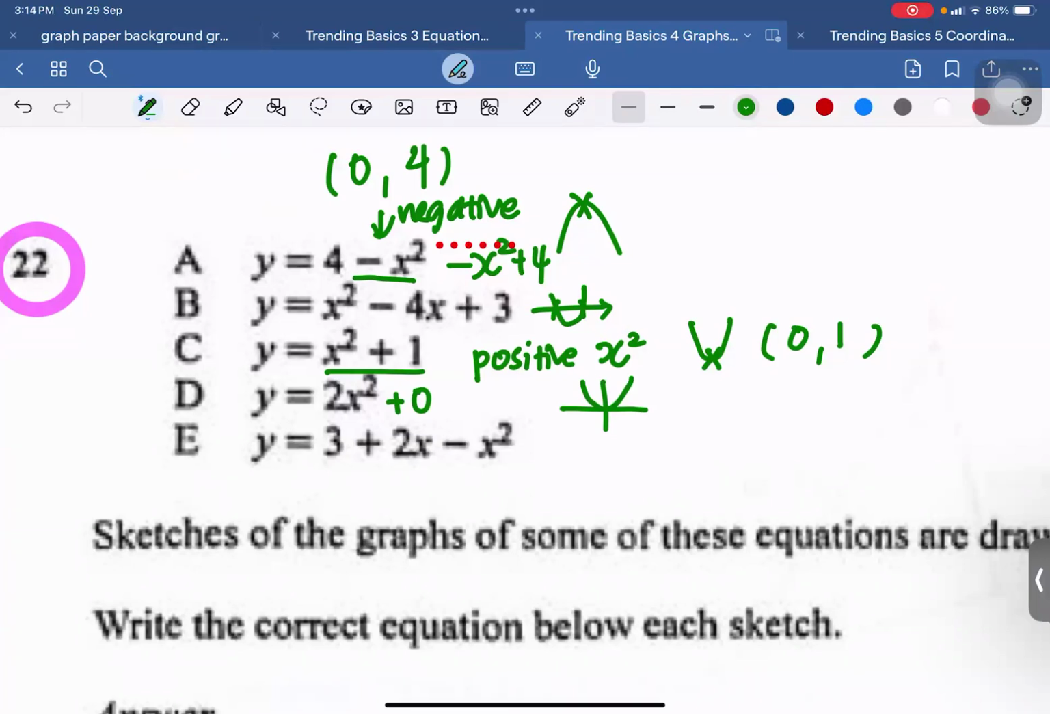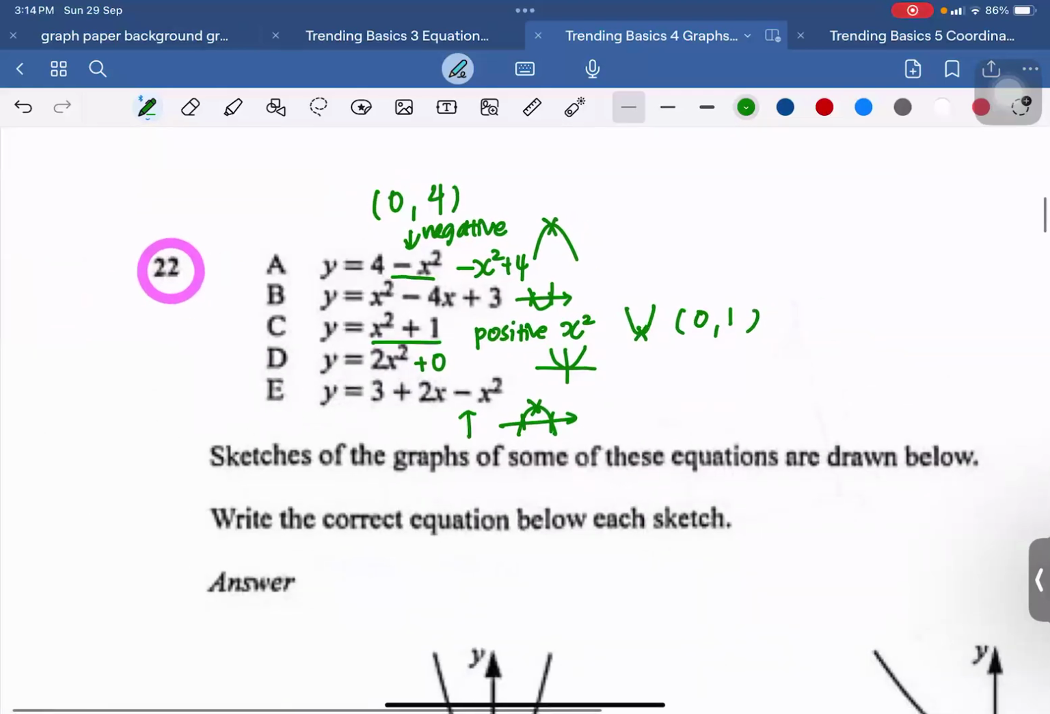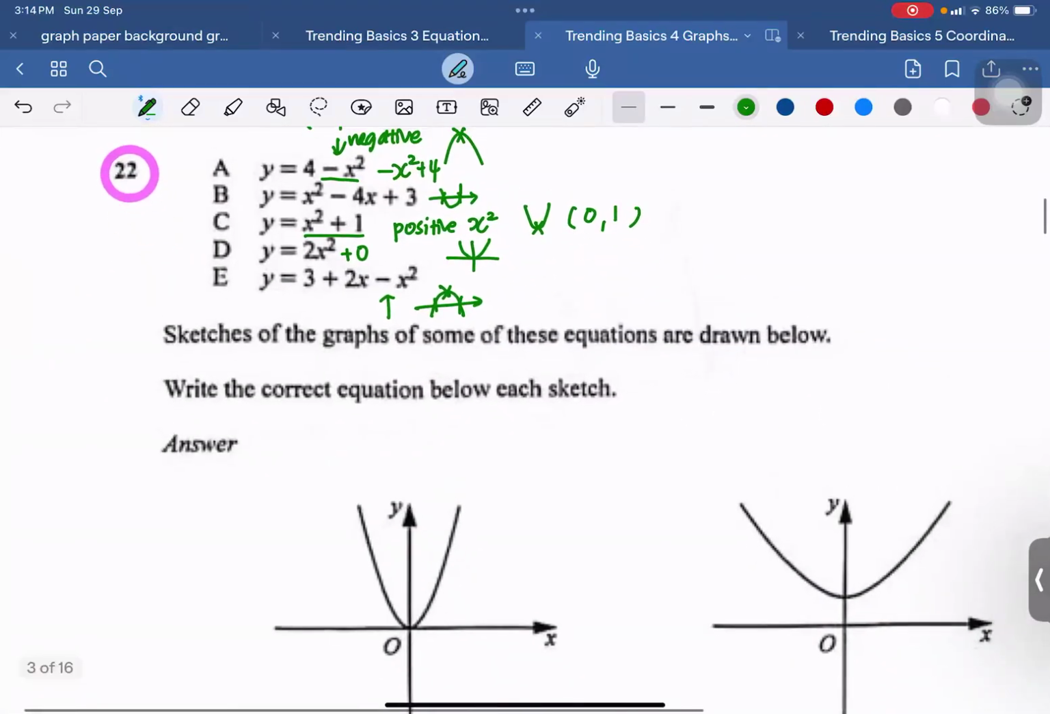Okay, then this one over here, if I rearrange, is a negative x squared. Negative x squared will be a sad face. And then maybe it needs to be factorized, so I may have 2 x-intercepts. So now let's see which equation can match which one.